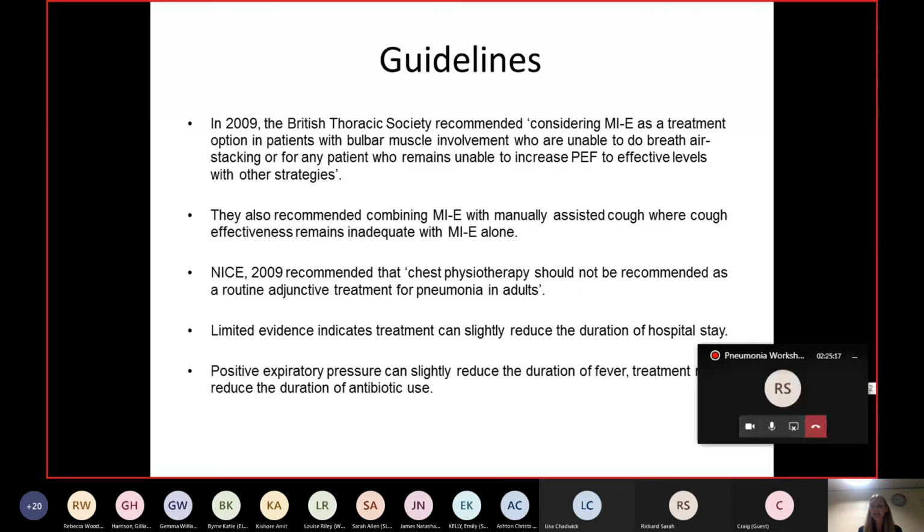The NICE guidelines, I think it is important to say this, say that chest physiotherapy should not be done as routine in cases of pneumonia. I think that is common sense. It goes back to understanding what it is and going back to that reversible cause. So there needs to be something that we can change, and it isn't the case for all pneumonias. There is limited evidence, from NICE, that treatment can slightly reduce the duration of hospital stay, and that positive pressure can slightly reduce fever and treatment and reduce the duration of antibiotic use.